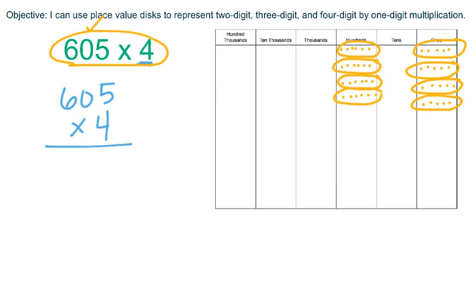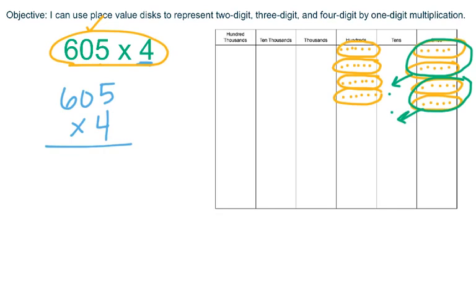Now, just like last time, what comes into play is the values in my columns, and whether I need to bundle and send over. Be thinking to yourself, how many do I have in a bundle? I'm looking for 10 in order to bundle. Let's start in the ones column. I have groups of 5. I know that 2 groups of 5 gives me a 10, so send that over. 2 groups of 5 also gives me a 10, so I'm going to send that over. That ends up giving me 2 tens.